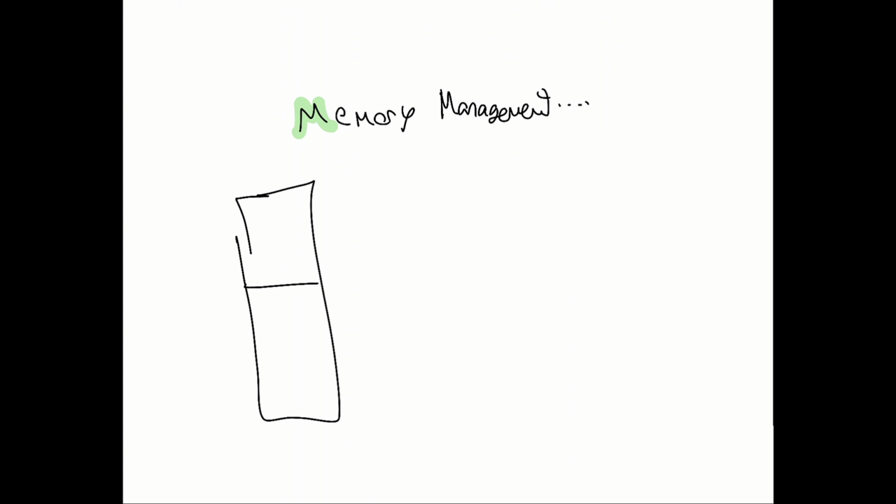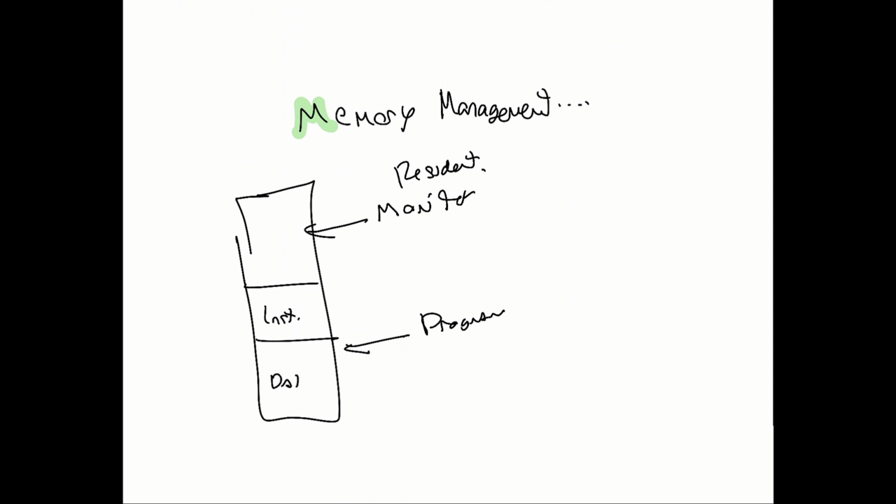So you have the memory required to run the monitor, and then you have the memory for the program. And that is, of course, split into 2 parts. You've got your instruction set, and then you have your data, right? But the point is that this is all stored in memory, main memory, or RAM, or caches, whatever, right?